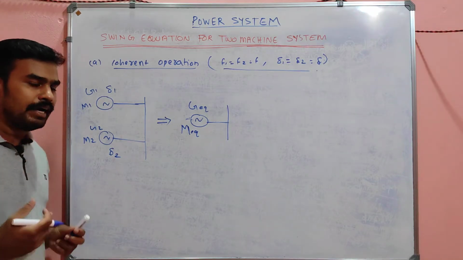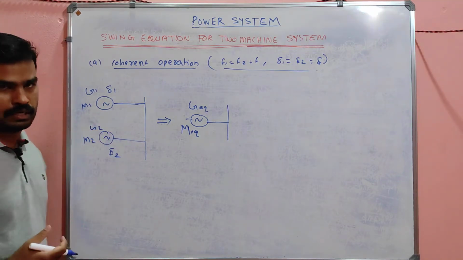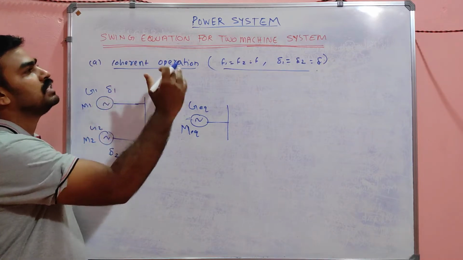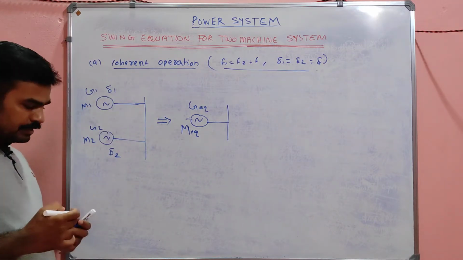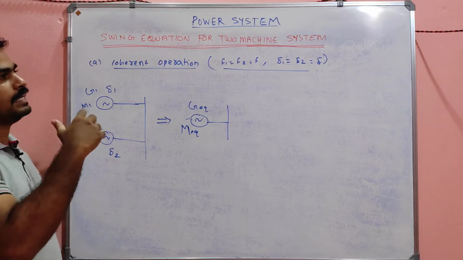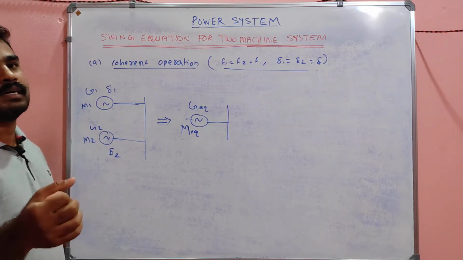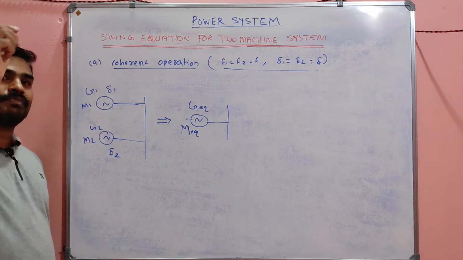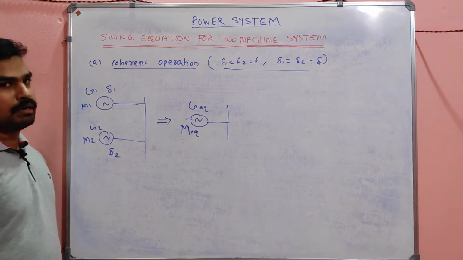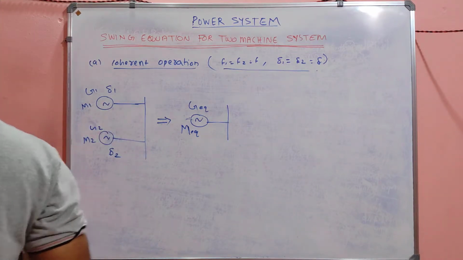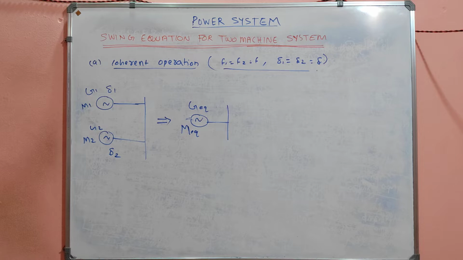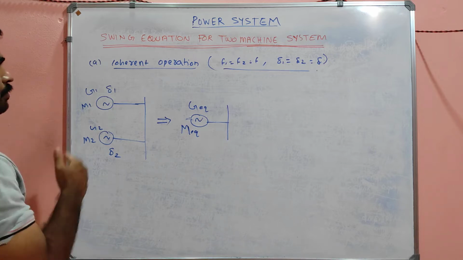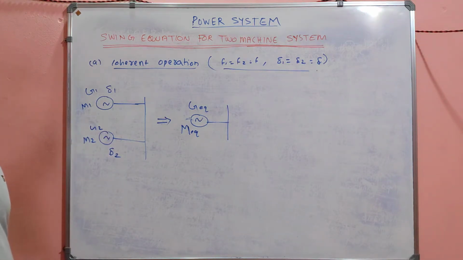We have to find what the swing equation will be for a two machine system which operates in a coherent manner. Coherent manner means same coherent source. You already heard of a coherent source in the case of light. So in coherent operation in the case of an alternator, the frequencies are the same and δ1 equal to δ2 equal to δ.